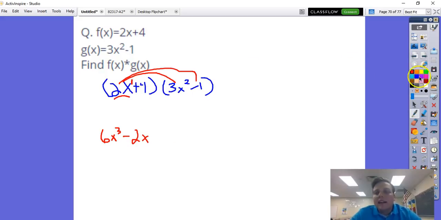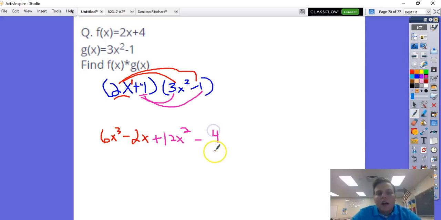Now I go on to my next term, because I've done everything in the first term. I mean everything, the 2x to everything in the second parentheses. So now I'm going to take this 4, I'm going to multiply it to the first guy. So 4 times 3x squared, well 4 times 3 is 12. That's positive, so I'm going to write plus 12x squared. And then the 4 times the negative 1 is the negative 4.